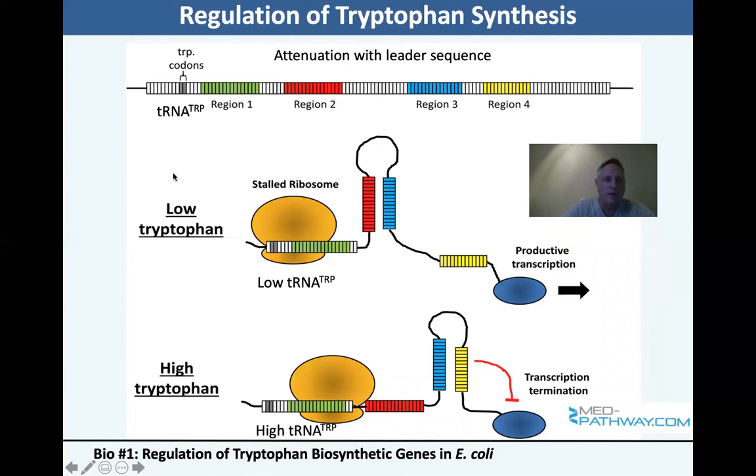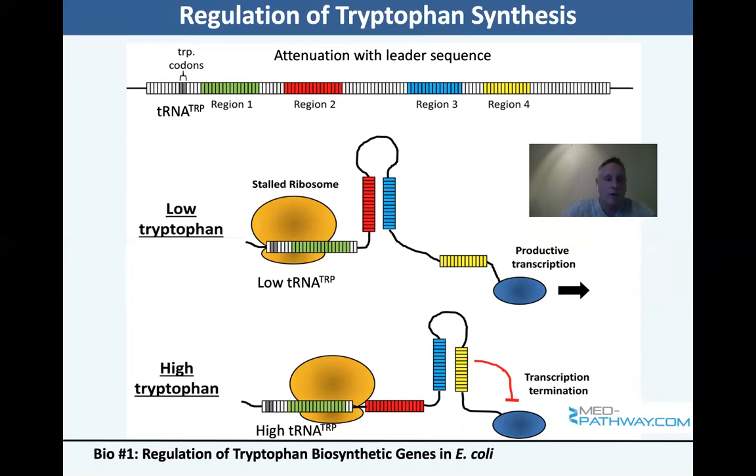And so the idea is that under low tryptophan conditions, you'd want the E. coli cell to produce the genes that actually make tryptophan from scratch. But under high tryptophan concentrations, you don't need to be making tryptophan.